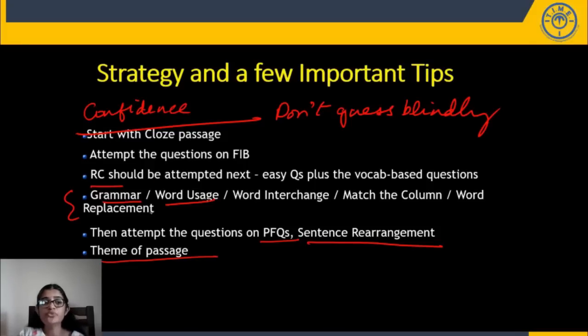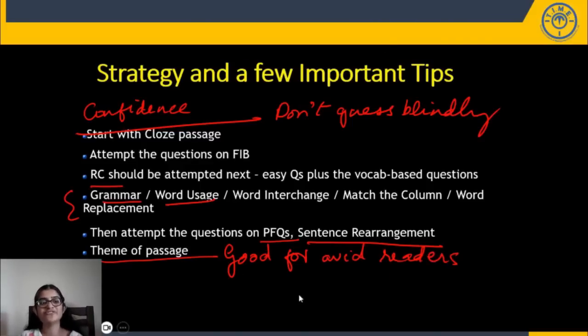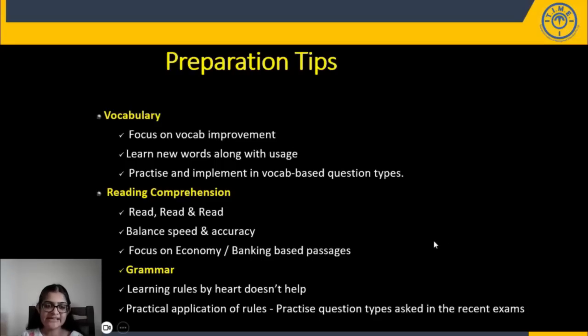But those of you who are avid readers, those who like to read, or those who are very good at critical reasoning, please do this question type earlier on. Okay, it is a good question for avid readers. That is it. Then when it comes to preparation tips, in the English language section, if there is one panacea or one medicine for all question types, that is reading.